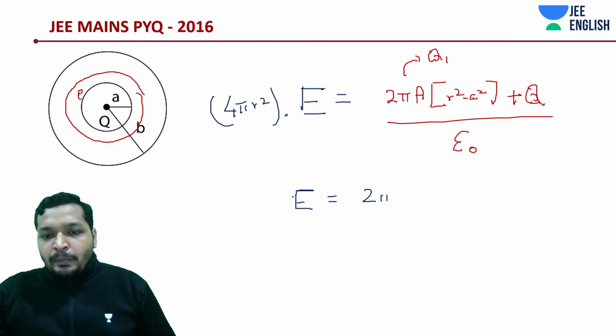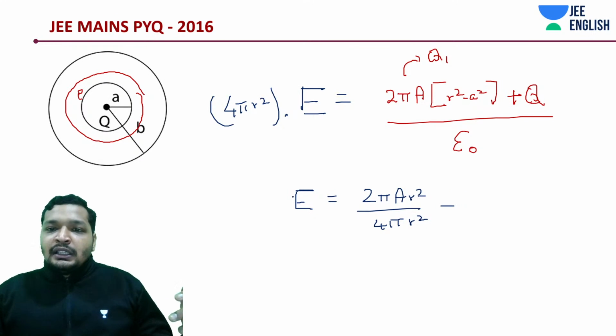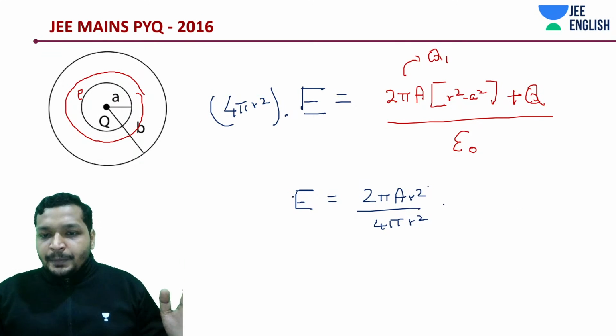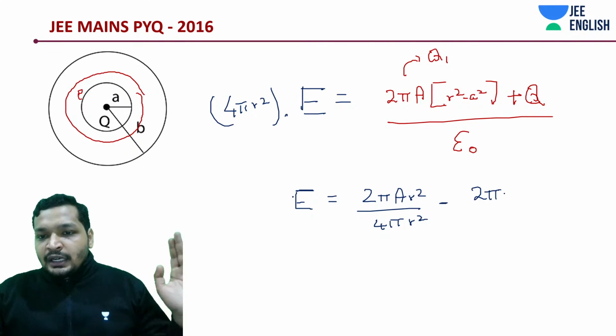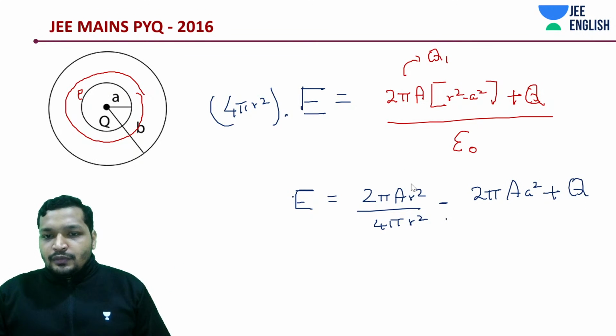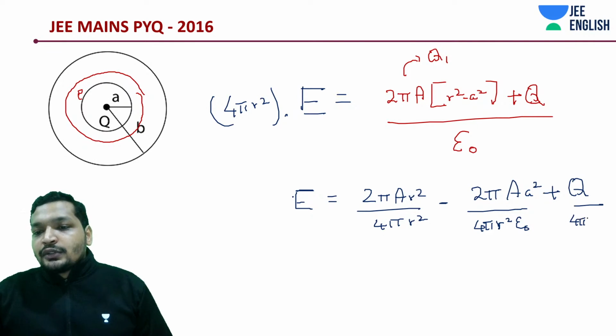You would get something like 2 pi A into r square by 4 pi r square, and I'm writing down the terms separately, where 2 pi A into A square plus of Q, this is negative, this is positive, divided by 4 pi r square epsilon naught divided by 4 pi r square.